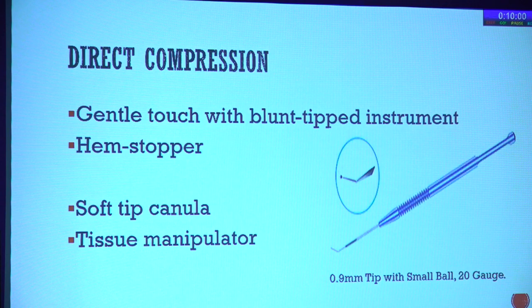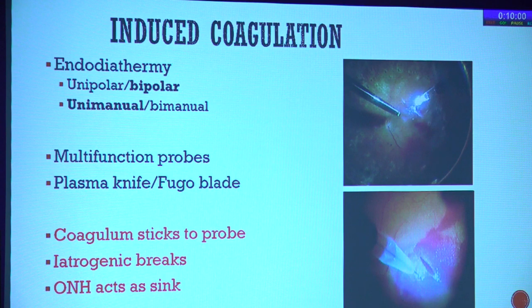So direct compression: in the olden era, we used to have this hemostopper, but in newer systems with valved cannulas, you can use any blunt tip instrument, directly go and give a gentle pressure, not too much pressure, so that the RPE doesn't get damaged in that area. That induces vascular spasm, and in addition to the increased bottle height, creates a good clotting.